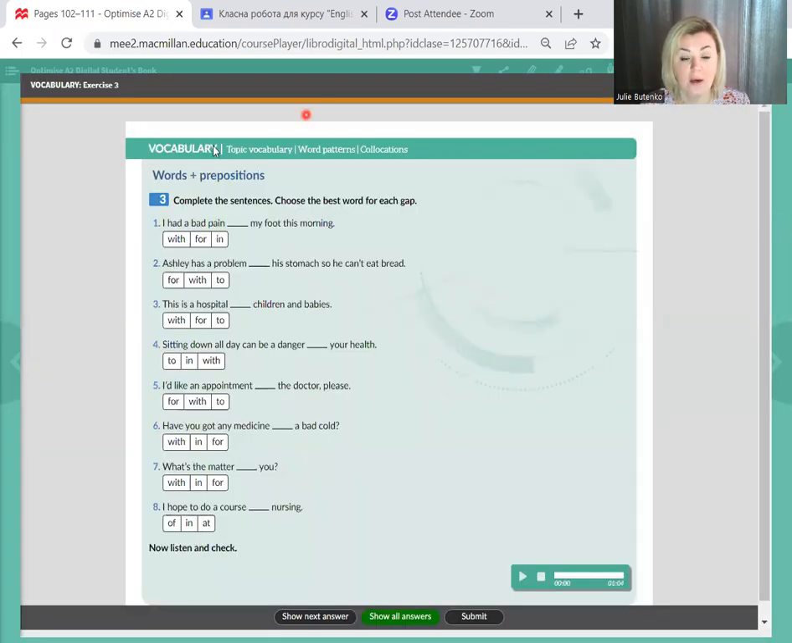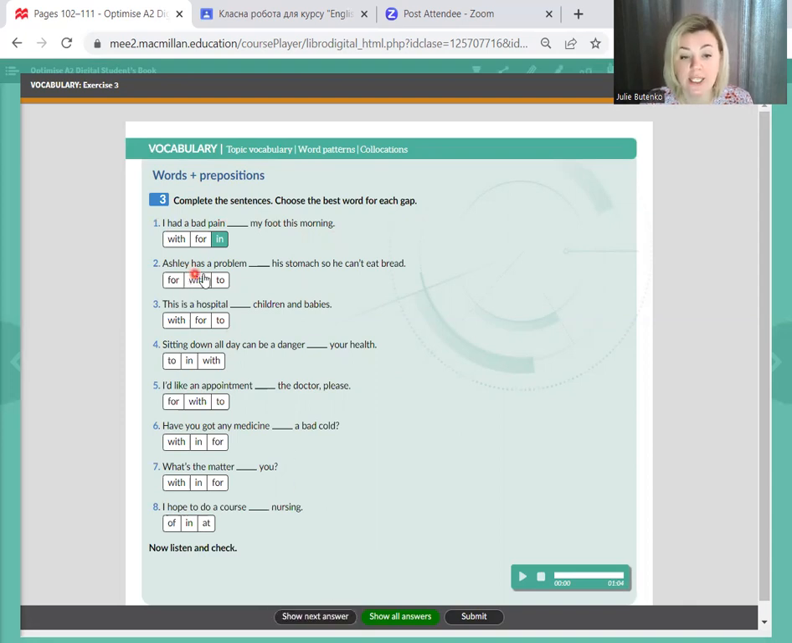Exercise three. We are going to make words and prepositions and make collocations. Our task is to complete the sentences, choose the best word for each gap. Prepositions. I had a bad pain with, for, in my foot this morning.